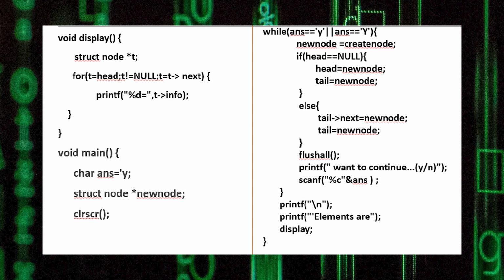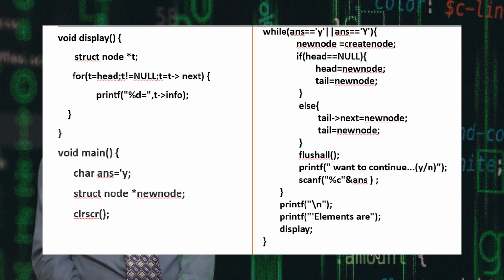If that is not the case, it will go to the else part, and in the else part, tail of next equals new node, meaning the new node will be attached to the tail's next if a node is already available, and tail equals new node. This is how the node will be created. After this loop, I am printing a message, want to continue. If the user wants to continue, they will press yes. If you press yes, it will again go to the loop.